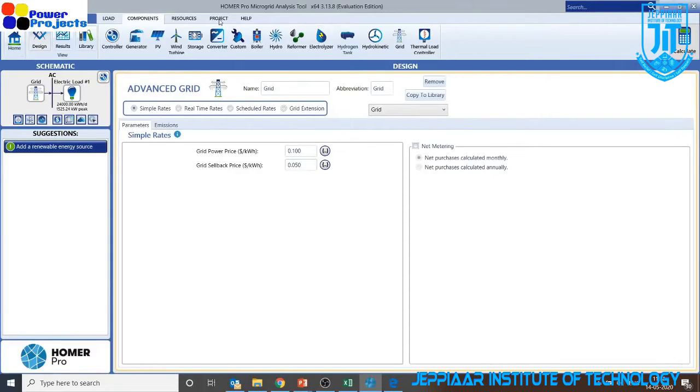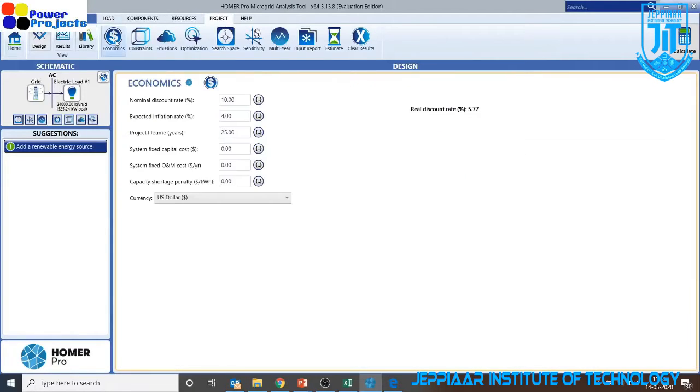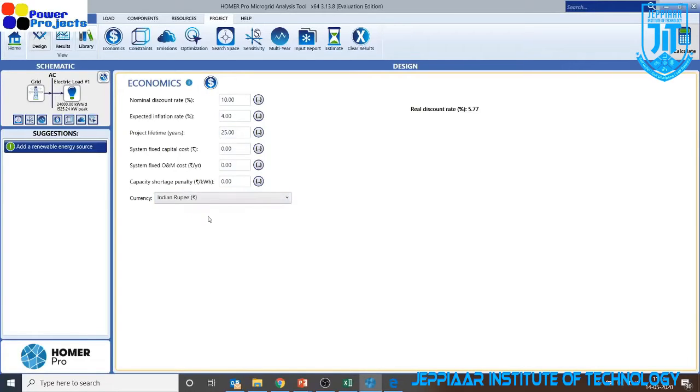So for that I have to go to the projects. There is something called economics. At the top you can see there is load, component, resources, projects. In the project there is an option called economics. In the economics, the same information you have given on the home page will be available: the interest rate, the expected inflation, the project lifetime, everything. In addition to that, you have a currency. You can change the currency to whatever currency you want. It depends upon where you are doing a project.